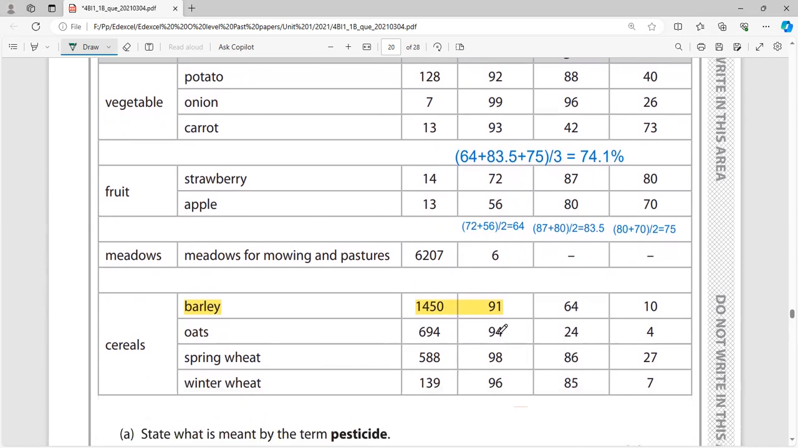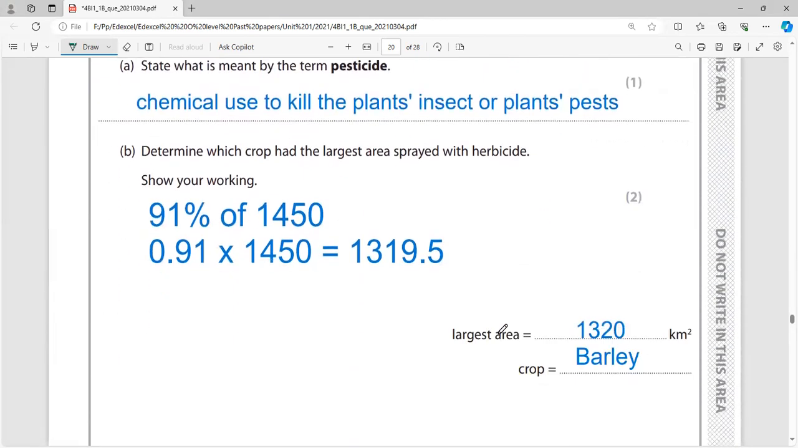And with this largest number, we can find the percentage of area. So 91% of 1,450. 91 divided by 100 becomes 0.91. Multiply by 1,450, our answer will become 1,319.5. And if you are going to write it as a rounded figure, this will become 1,320 square kilometers. So the crop is barley, and you can secure 2 marks here.